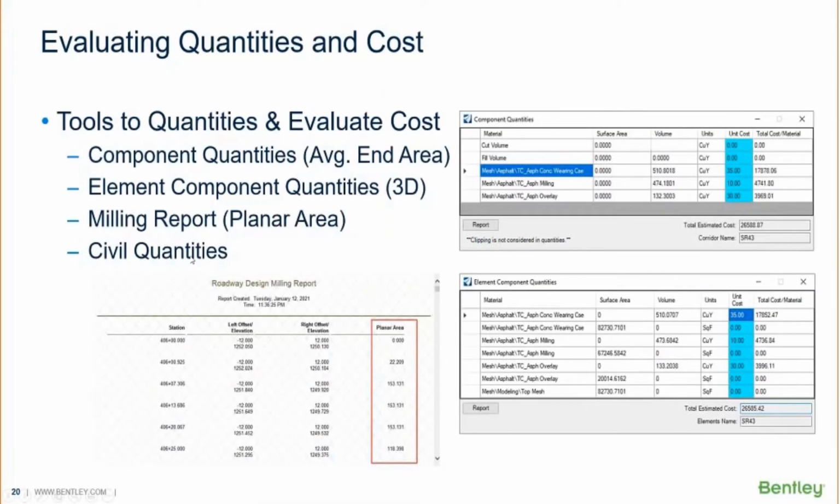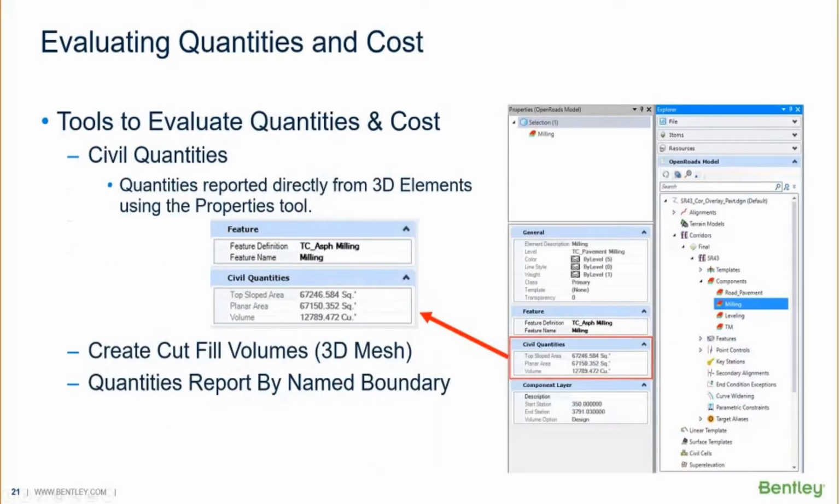And then one other thing we want to talk about as far as quantities go, actually a couple more things. We got civil quantities. The civil quantities can be found by just going into the properties of the components. Since the components are 3D and they're meshes, we can report on the civil quantities, so we can get a top sloped area, a planar area, as well as a volume.